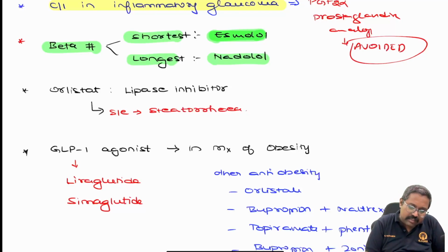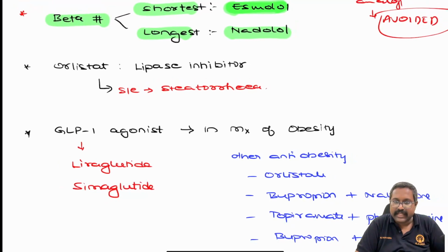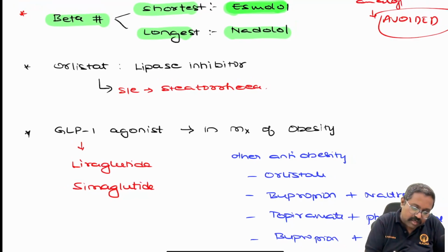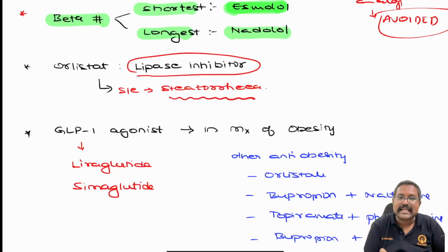Then you have a drug called orlistat. So what is orlistat? Orlistat is a lipase inhibitor. Please remember, orlistat is a lipase inhibitor. One of the important side effects that has been asked previously is that it causes steatorrhea.